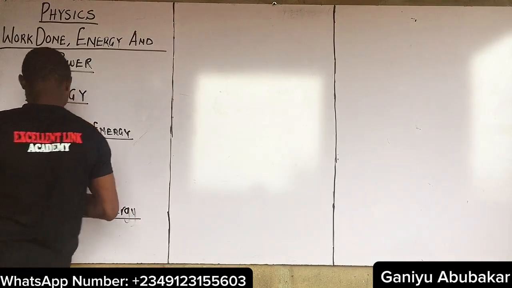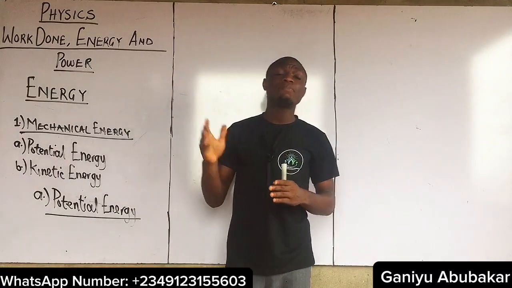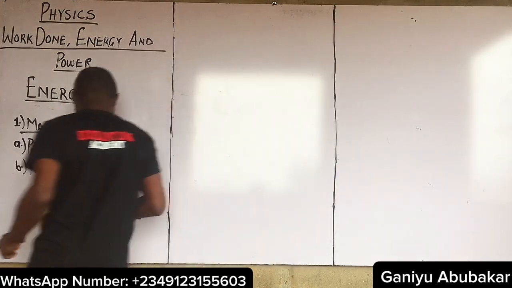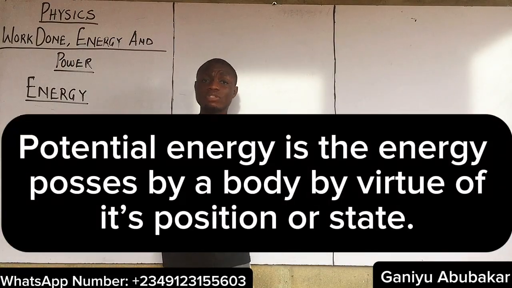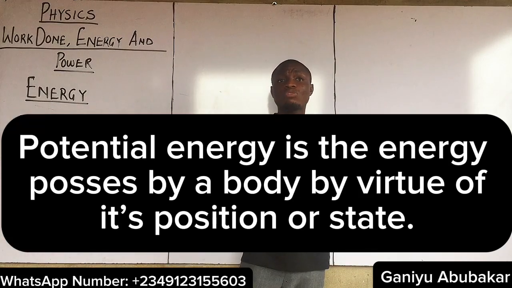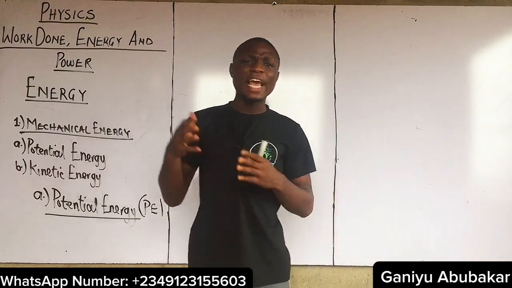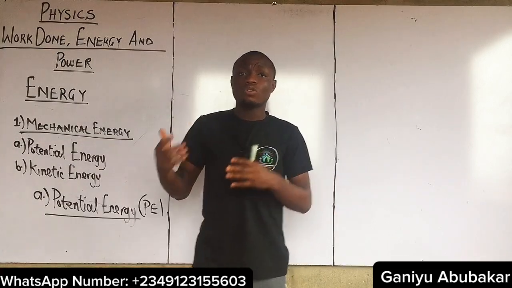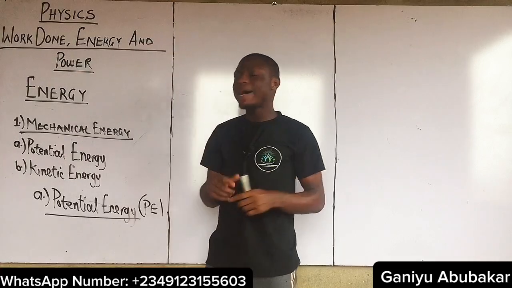All right, let's define the concept behind potential energy. By definition, potential energy, also called PE, is the energy possessed by a body by virtue of its position or state. It can also be defined as the energy possessed by a body at rest. So whenever energy is possessed by a body at rest, it's said to be potential energy.